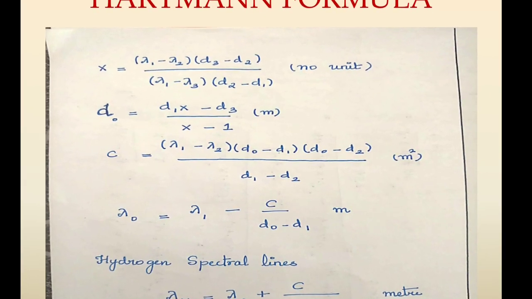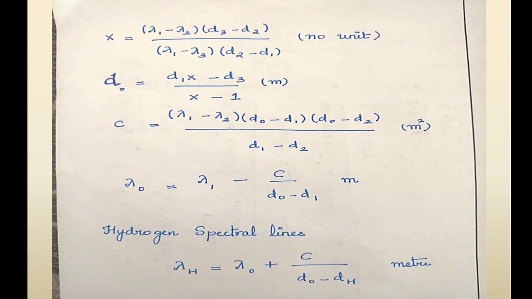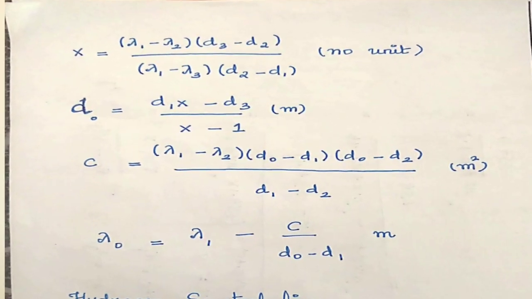So these are the formulas which will help us to find the wavelength of hydrogen spectrum. There are a set of formulas which are used to find out the Hartmann's constant. Using this Hartmann's constant, we will find out the wavelength for the hydrogen lines. The first Hartmann's constant is x, which is given by lambda 1 minus lambda 2 into d3 minus d2 divided by lambda 1 minus lambda 3 into d2 minus d1.